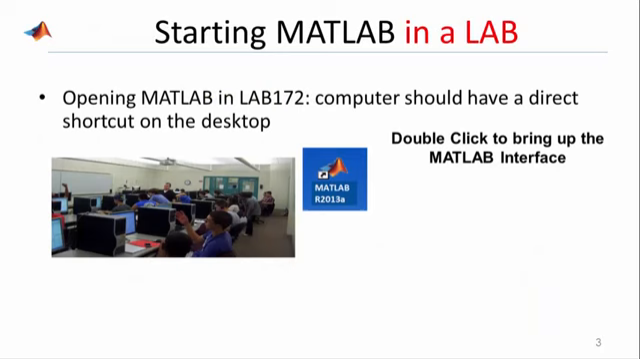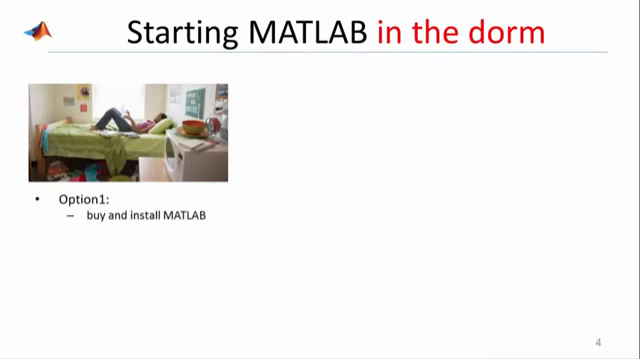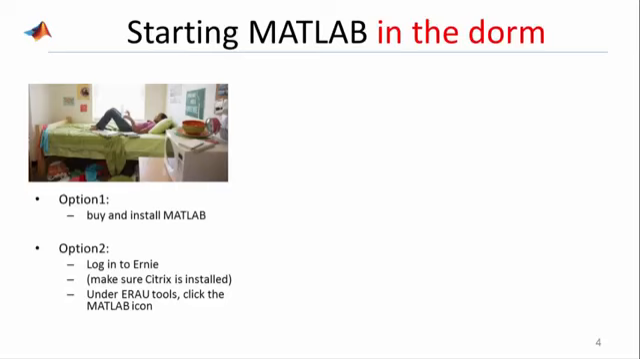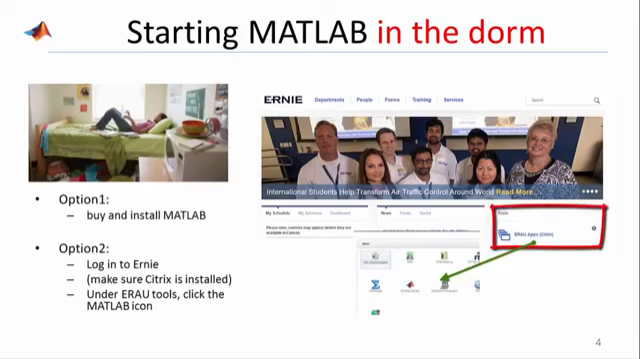To start MATLAB in any computer lab on campus, check the desktop first for an icon. If it exists, simply double-click. If there is no icon, you may have to search in the search button. However, if you are in the dorm or off campus with your personal computer, there are two options. The first one is to buy MATLAB and install it. The second one is to log into ERNI, make sure that Citrix is installed, and under ERAU Tools you will see the MATLAB icon.